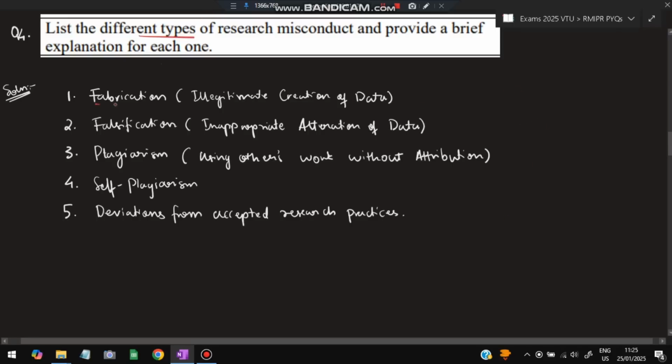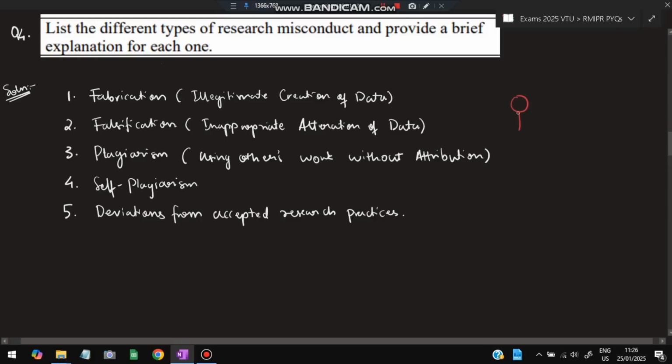So the first one is fabrication. Fabrication means illegitimate creation of data. Okay, means without taking data from our actual source, we are generating data from our own imagination. An example of this could be creating fake data or experiments without actual research. Without researching anything, we are creating the data. For example, a researcher invents survey data without actually asking the people.